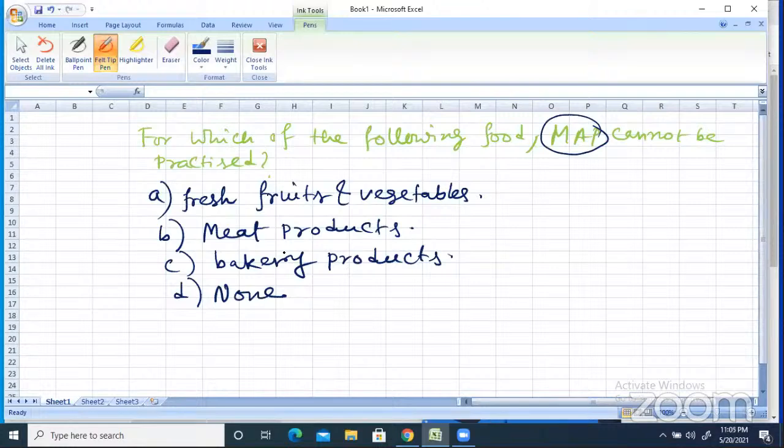Any one of the commodities, can we need MAP? MAP cannot be practiced for which of the following types of products. Wherever oil-based food is there, we can go for MAP. These are all raw products, right? Fresh fruits and vegetables, meat products, do not need MAP. Normal cold storage is enough. MAP is required for change in oxygen, meaning the atmospheric condition you have to modify. Not required, right?